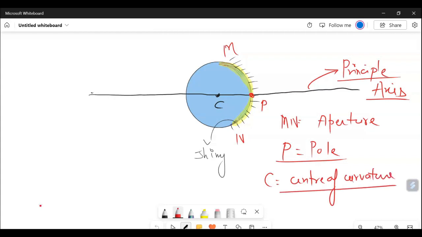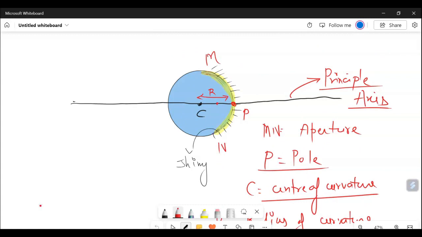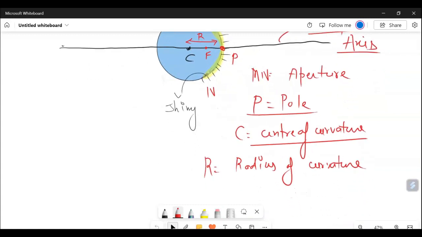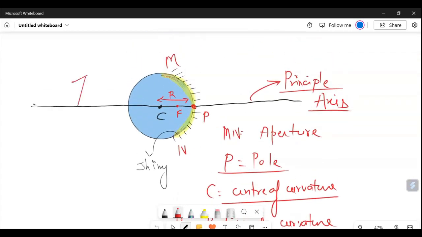and the distance between pole and center of curvature is denoted by capital R. That is your radius of curvature. If I draw one point between C and P exactly at the center, this point is called F. F is the focus, and the length PF is the focal length. The object is always placed on the principal axis like that. And this is your mirror. Mirror is nothing but a cut portion of a spherical part.